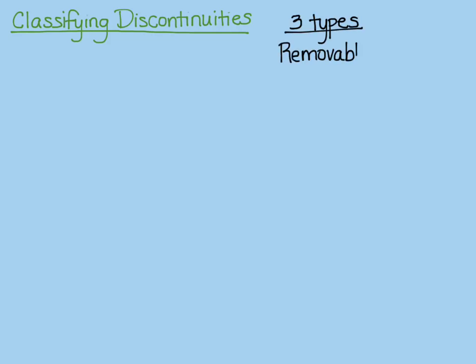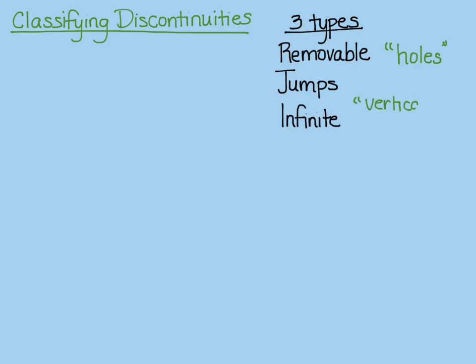The following video is on classifying discontinuities. There are three types of discontinuities that we'll study in this video: removable discontinuities, which look like holes, jump discontinuities, and infinite discontinuities, which usually will be vertical asymptotes.